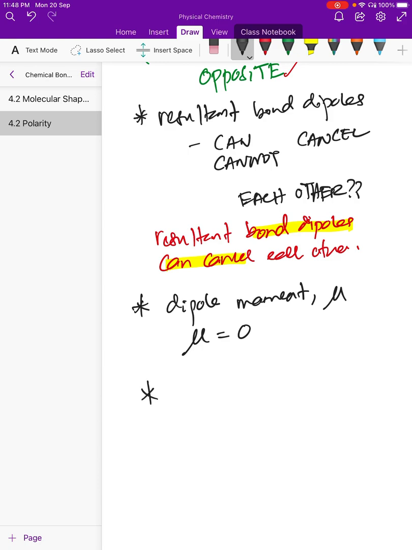Then our final conclusion will be, therefore, the molecule, which is BeCl2, is non-polar. Why is it non-polar? Because the bond dipoles can cancel each other. The resultant bond dipoles can cancel each other. Therefore, the dipole moment equals 0. So BeCl2 is nonpolar.